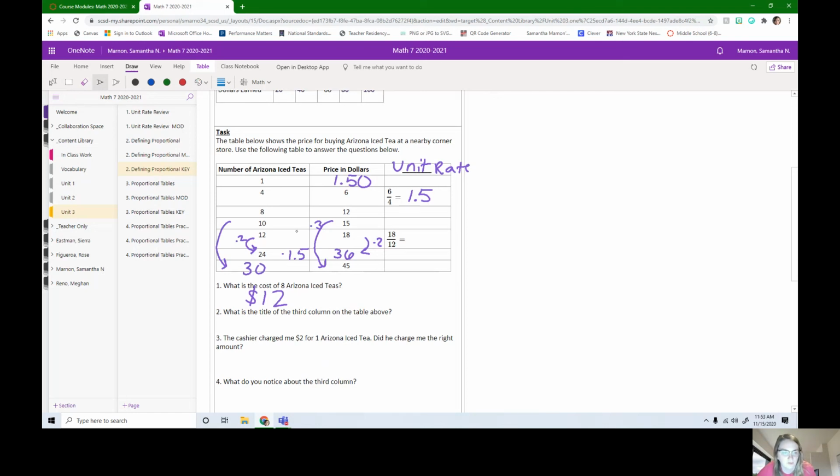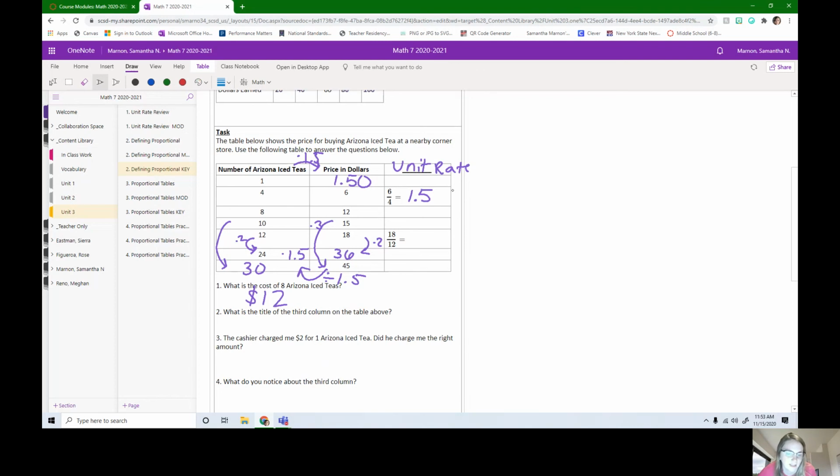The other way we could do it is because this way is multiplying by 1.5, going this way is actually dividing by 1.5. If you do 45 divided by 1.5, you'll still get that 30 Arizona iced teas.